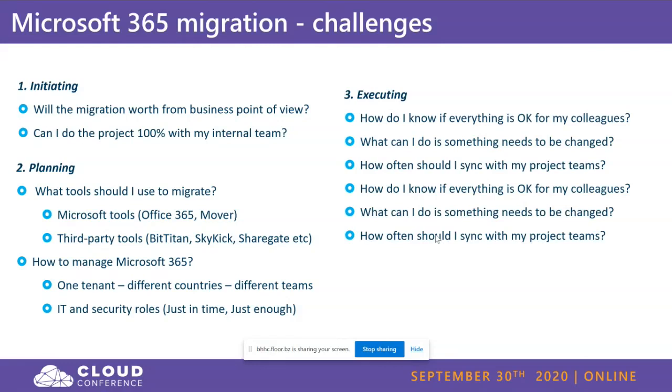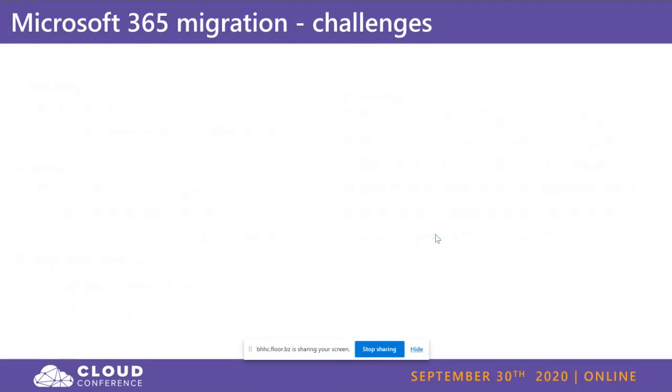What can I do if something needs to be changed? Again, we are obtaining feedback from the people, from the colleagues, and we can plan. We can communicate to the users that some items will not be, let's say, migrated, or what to do when they have some challenges. So a lot of questions also during the execution phase.